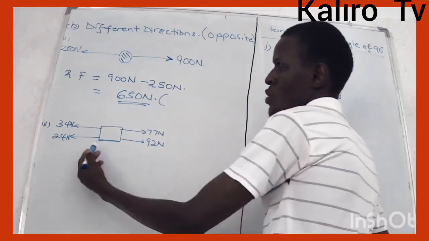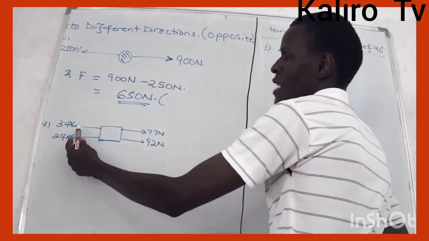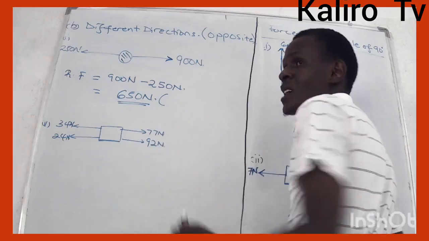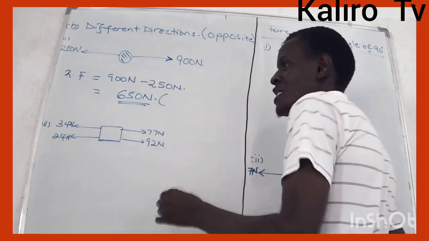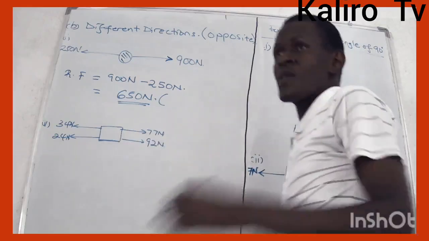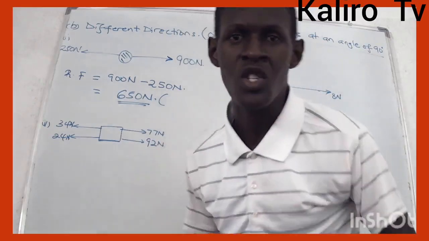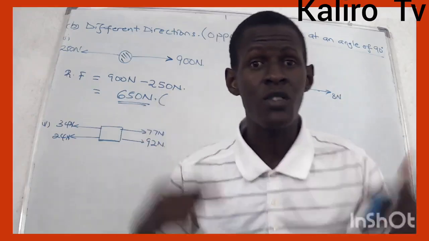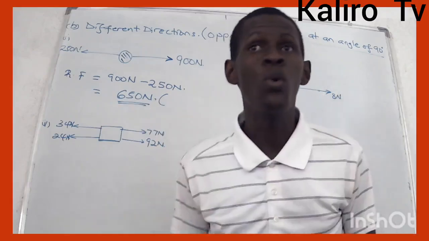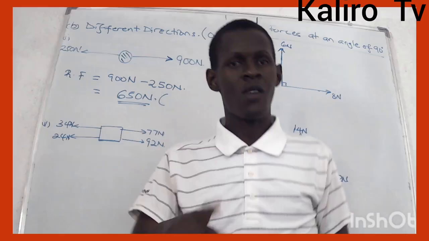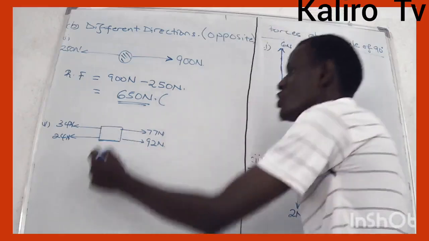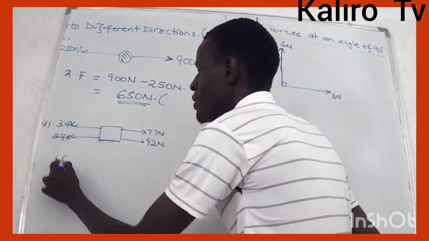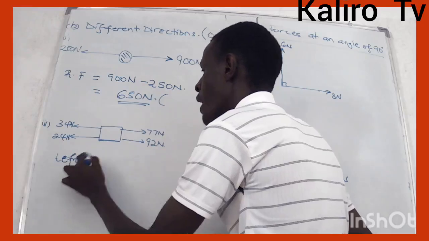Now this one is another example, with a combination of 2 forces acting in the same direction and some other 2 forces acting in the same direction. How do you find the resultant? You first get the resultant of the same direction. After getting the resultant of the same direction, then you do what we call the difference for the opposite directions. Now check. You can say this is left hand side.